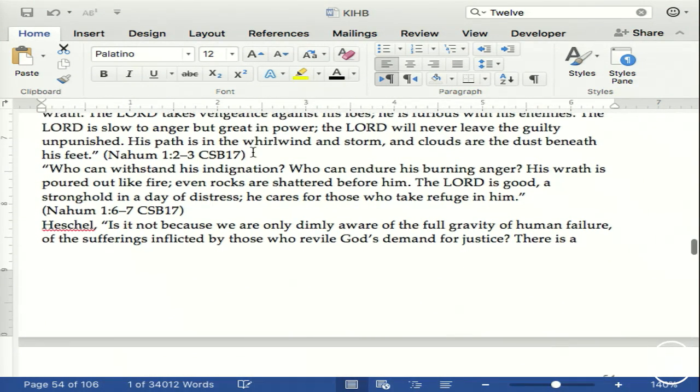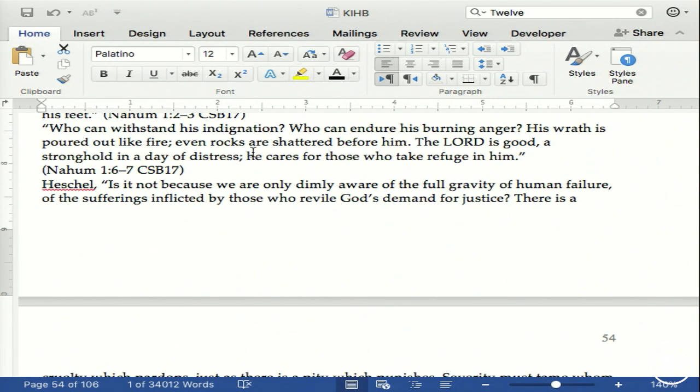And Nahum goes on to say, who can withstand his indignation? The answer, nobody. Nobody can. Who can endure his burning anger? His wrath is poured out like fire. Even rocks are shattered before him. But the Lord is good, isn't he? A stronghold in the day of distress. He cares for those who take refuge in him. If you take refuge in him, he'll protect you from the judgment. But if you're against him, he'll destroy you.